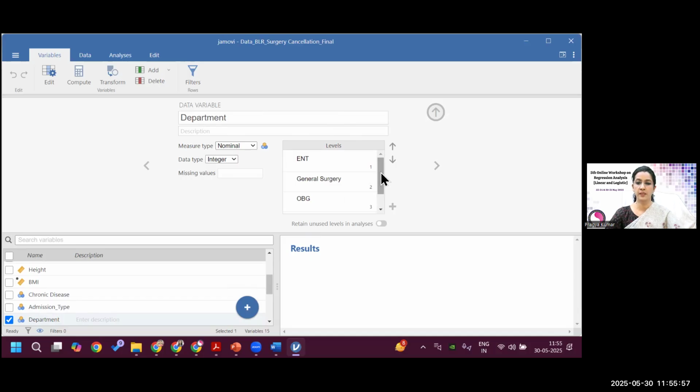The department: there are various departments like ENT, general surgery, OBGY, and orthopedic. So basically 4 departments. And this is anesthesia type. So 1 is for general anesthesia and 2 is for regional anesthesia.